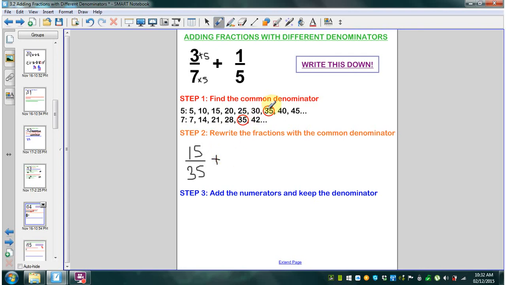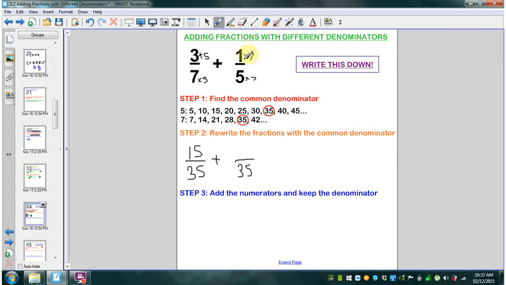Okay, 5, we need to make that into 35. How did we do that? We multiply 5 by 1, 2, 3, 4, 5, 6, 7. We multiply our 5 by 7. That gives us the 35 we want in our denominator. But whatever we do to the bottom, we need to do to the top. That's our rule of fractions.